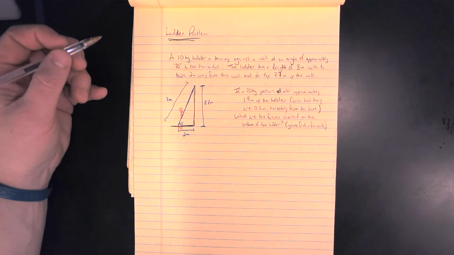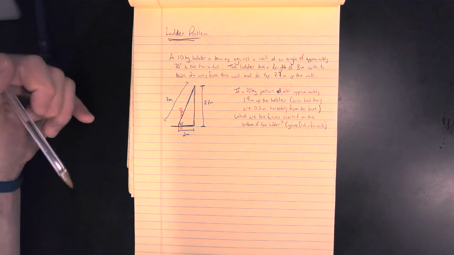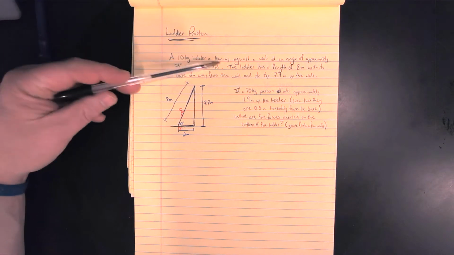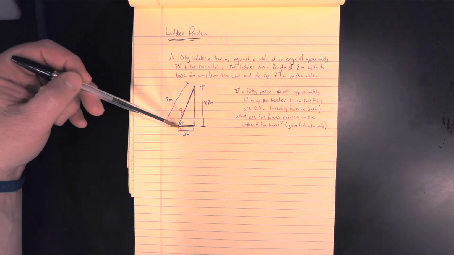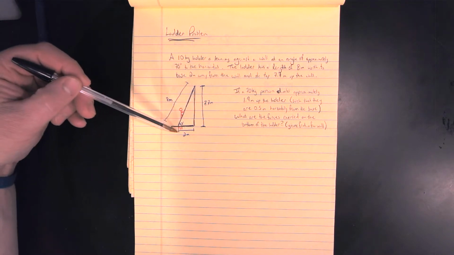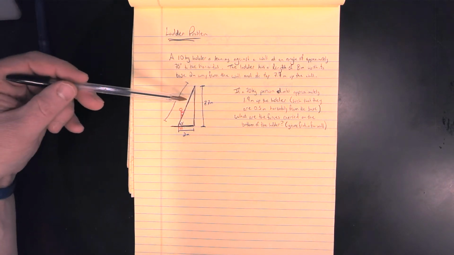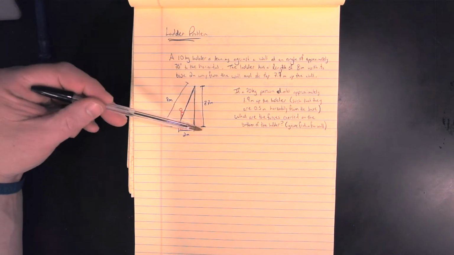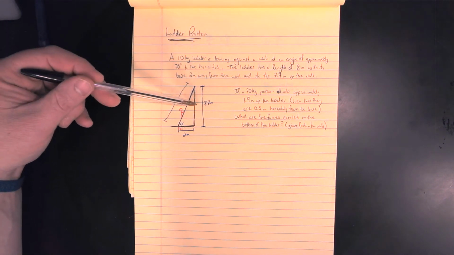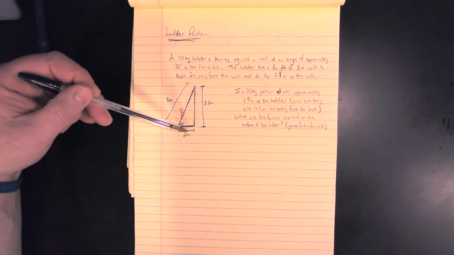Okay, in this video, we're going to take a look at a sample ladder problem. You can pause this and read it, but basically we have a 10 kilogram ladder that's leaning up against the side of a building. I played around with the angle just to get some different numbers. The ladder itself is 8 meters long, its height above the ground is 7.7, and it's 2 meters away from the wall.